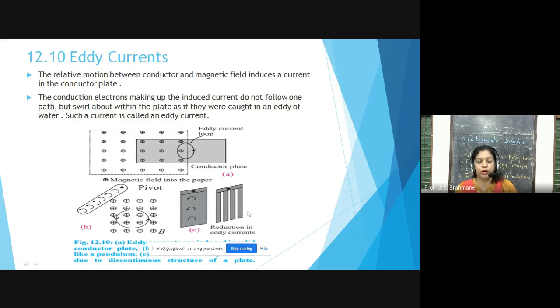And there is no heating effect, otherwise there is a heating effect because the mechanical energy is converted into heat energy by the eddy currents. But here, when it is like this, the eddy currents are not formed.